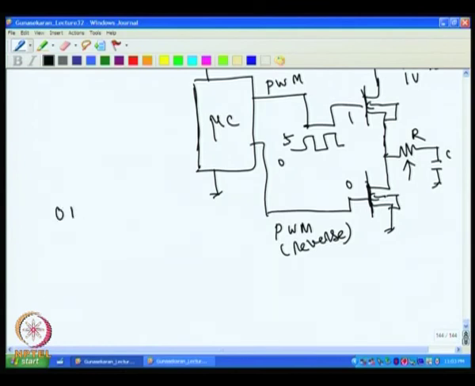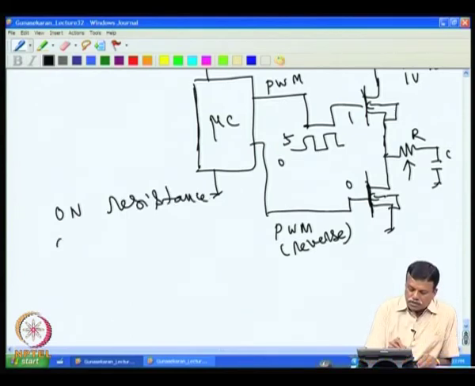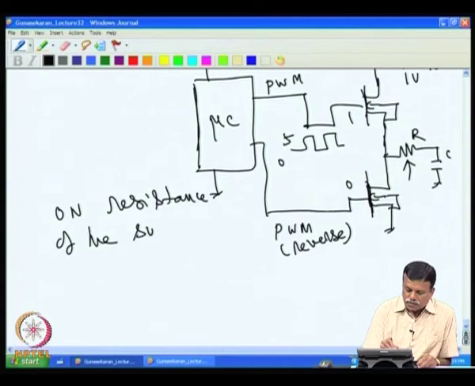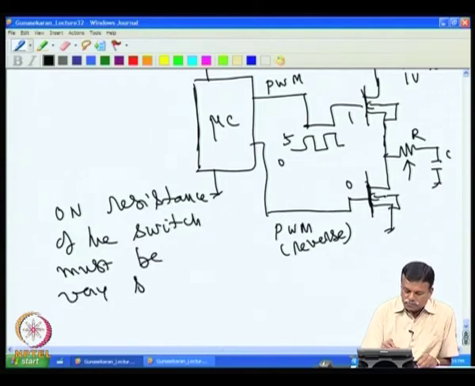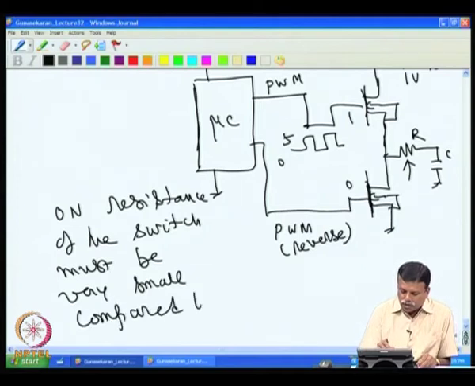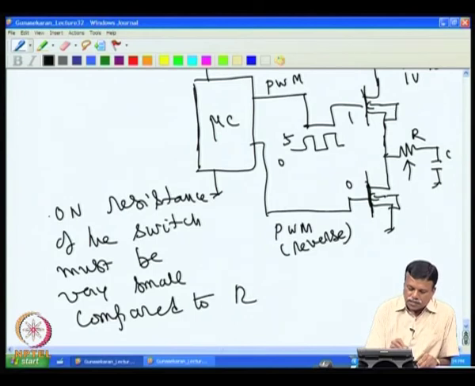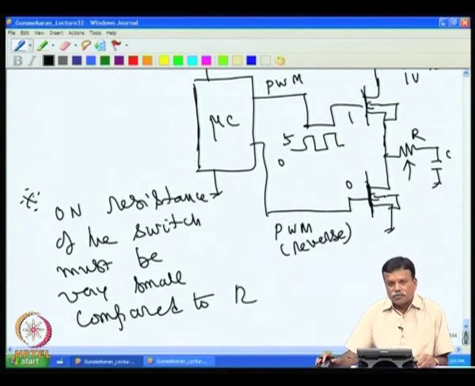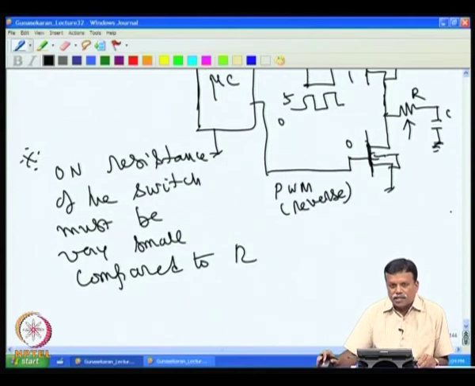The on resistance of the switch must be very small compared to R. So, this is an important condition that is required for this to operate properly. One can compute the error and find that 8-bit level of accuracy is more than enough, but nevertheless it is a very slow DAC.